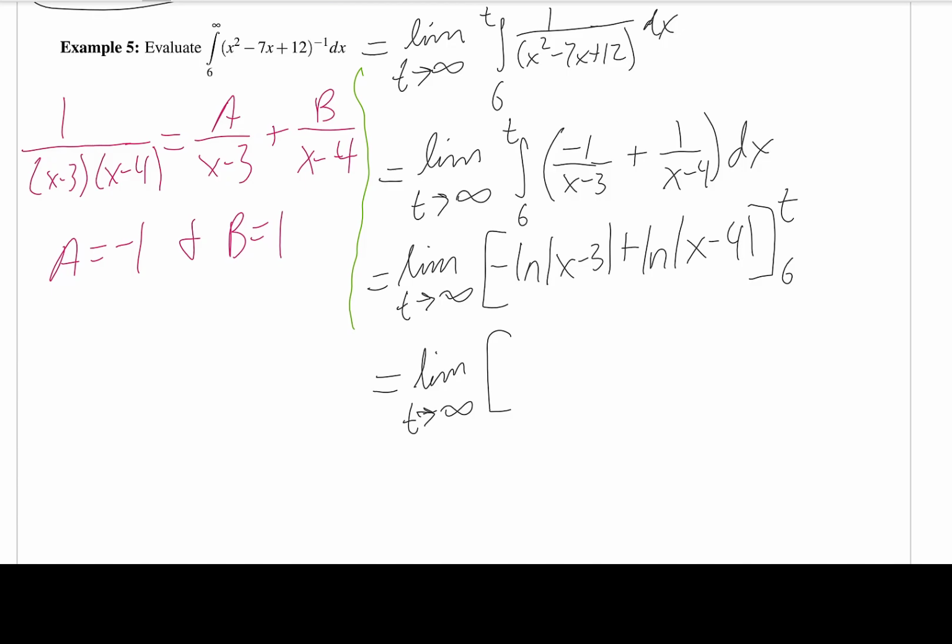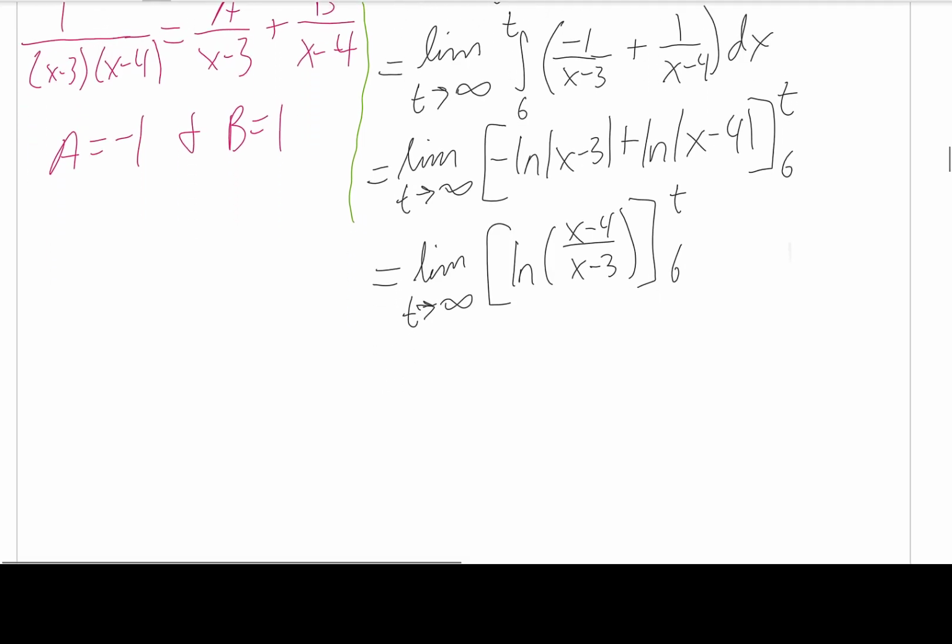So this becomes... Actually, before we start evaluating, I'm going to use our natural log rules to rewrite this as the natural log of x minus 4 divided by x minus 3. And that's because of this negative sign right there. Evaluated from 6 to t.